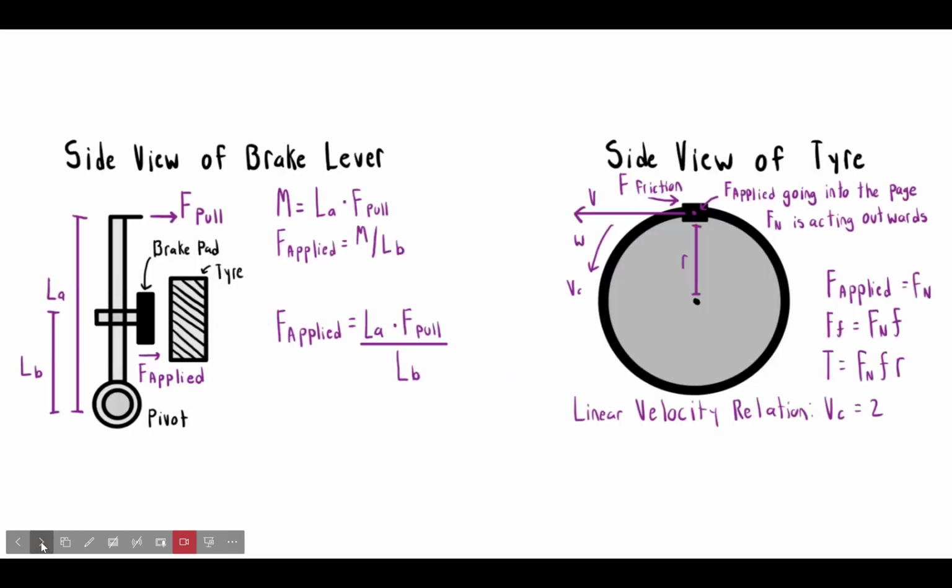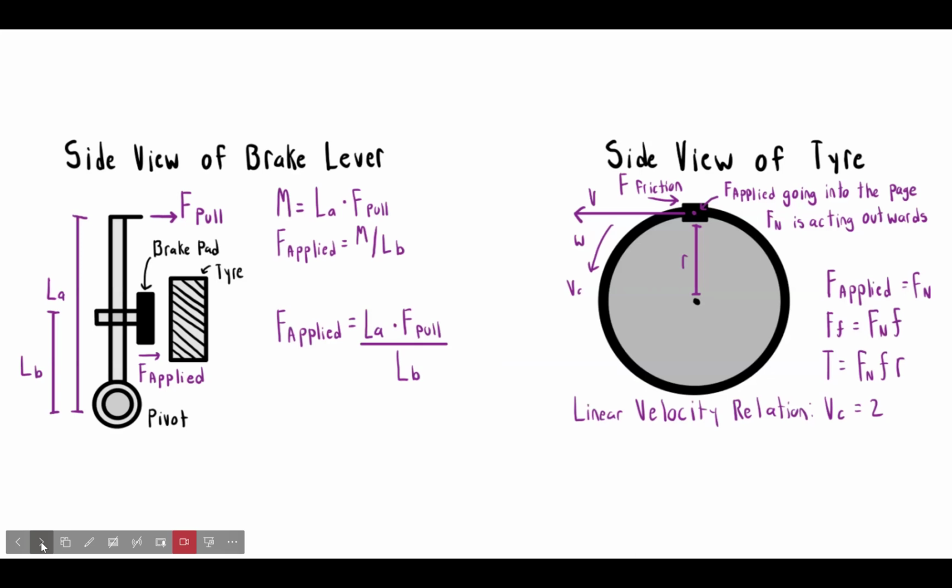Right here we have two free body diagrams showing how the forces are applied. On the left of the screen you have the side view of the brake lever, or the fulcrum, basically the part with the brake pad that goes onto the wheel. It only shows one side, analyzing one side of the brake pad.